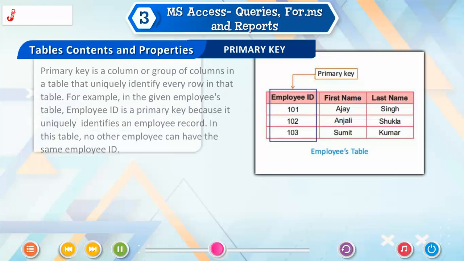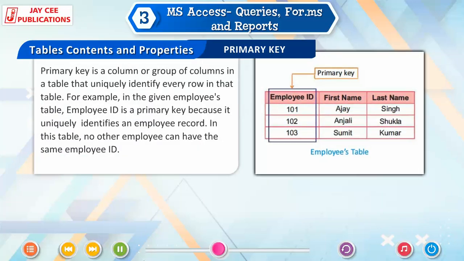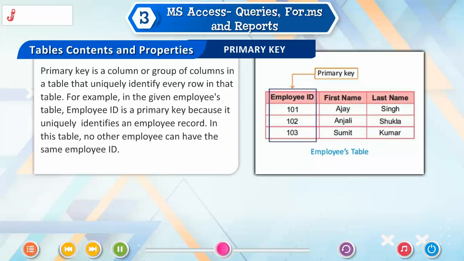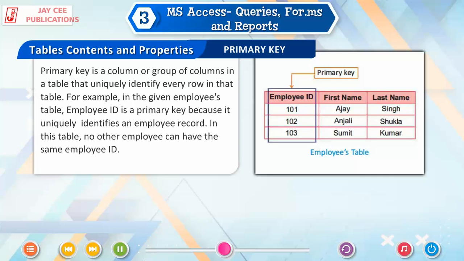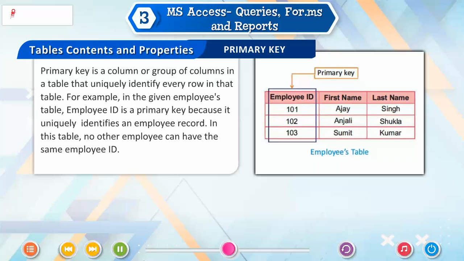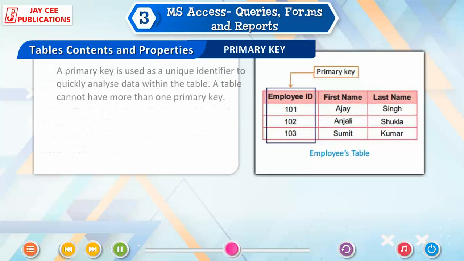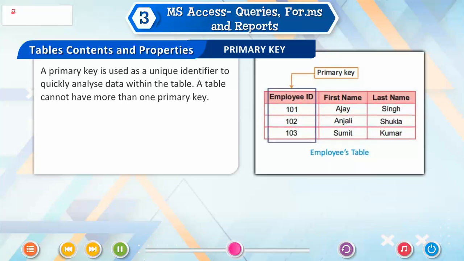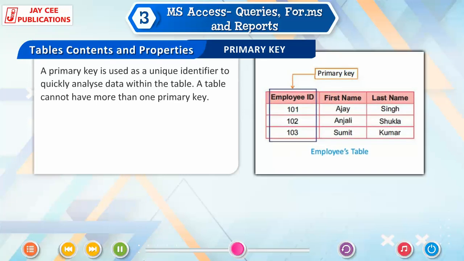Primary key. Primary key is a column or group of columns in a table that uniquely identify every row in that table. For example, in the given employees table, employee ID is a primary key because it uniquely identifies an employee record. In this table, no other employee can have the same employee ID. A primary key is used as a unique identifier to quickly analyze data within the table. A table cannot have more than one primary key.